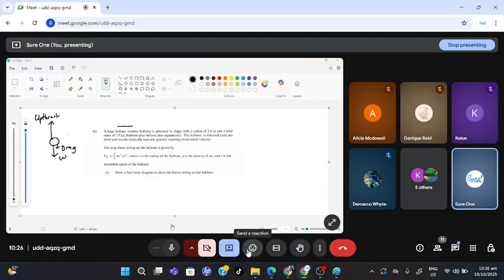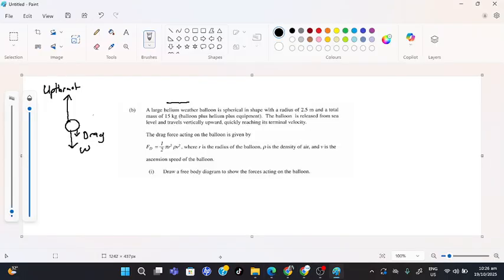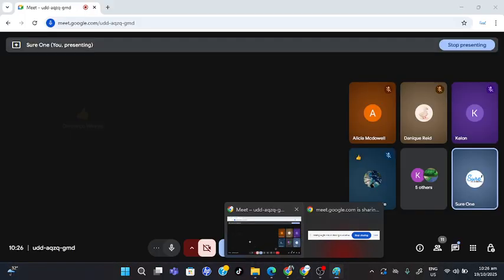Would you have made that mistake? Because your helium balloon is released into the air and will be traveling upwards. Eventually, your drag force is going to reach a point, and the helium balloon will reach terminal velocity. So draw a free body diagram to show the forces acting on the helium balloon, and that's how you answer the question.